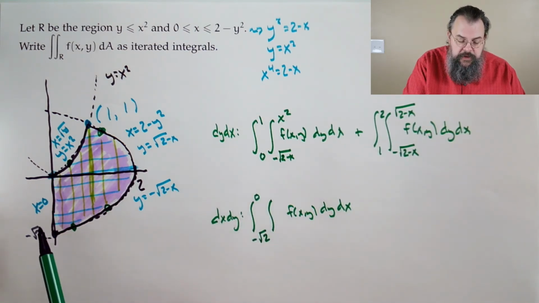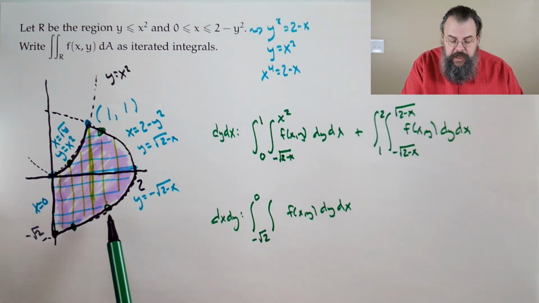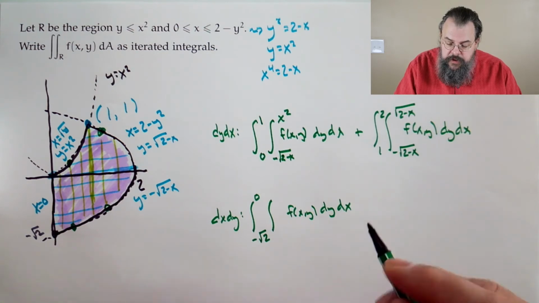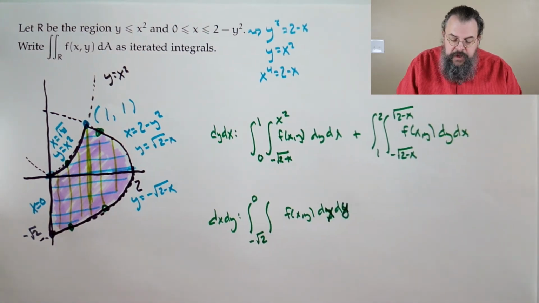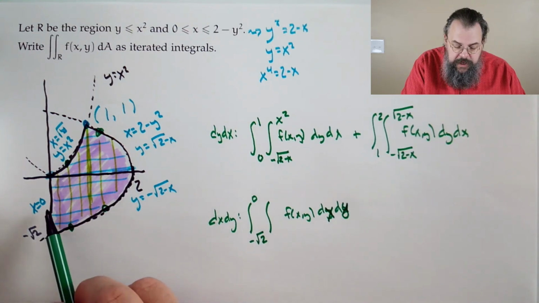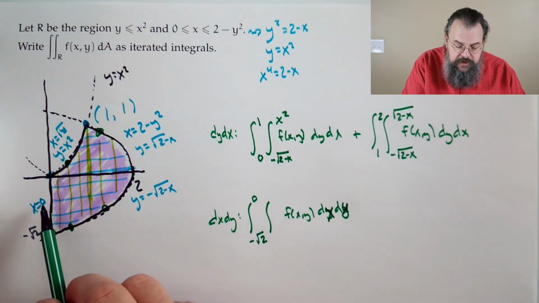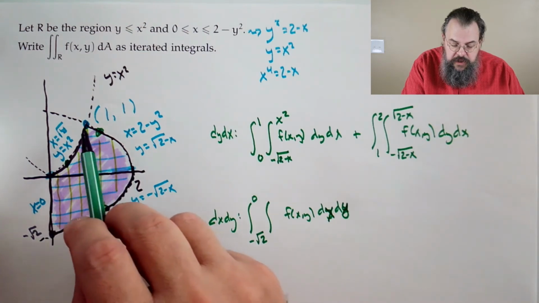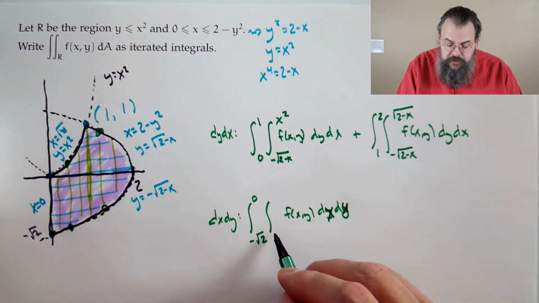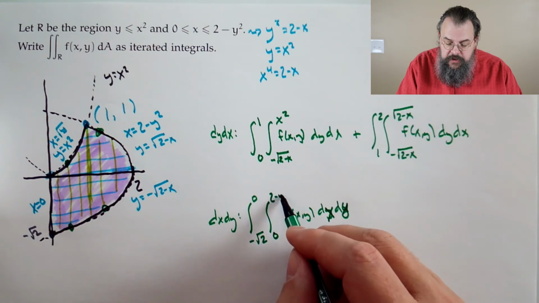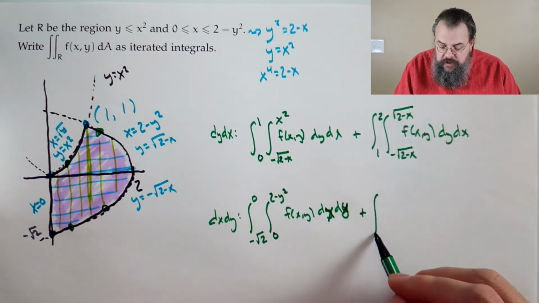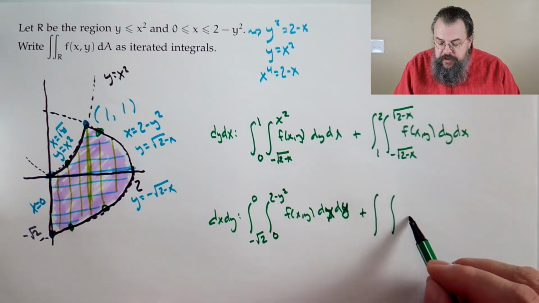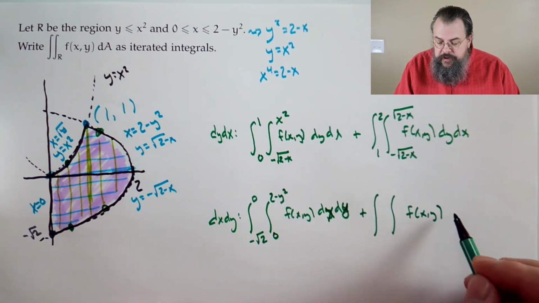And then we're going to go from the left to the right, low value to high value. Whoops, I wrote dy dx here. This is dx dy. I'm sorry about that. There we go. So we're going to go x equals to x equals. x equals 0 to x equals 2 minus y squared. So 0 to 2 minus y squared. Plus, integral, integral. It's always going to be integral, integral, because it's a double integral.